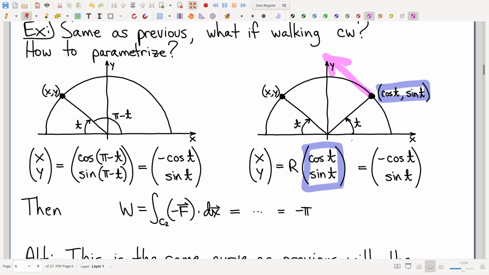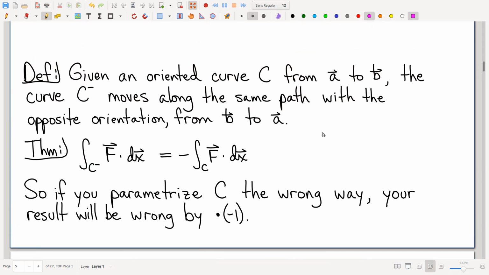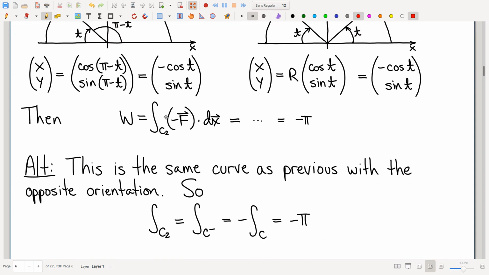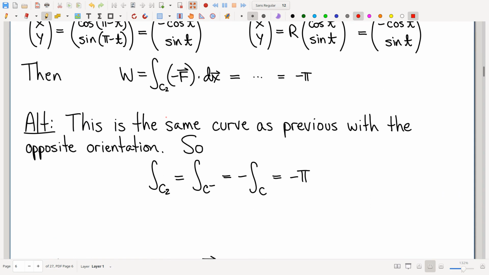Okay, here's the third way to do it. And just kind of showing off how great this theorem is here. We already know how to do it counterclockwise, and it says right here that if you go the opposite direction, you're just going to get the negative of the otherwise answer. So here's how easy this could be. Going in this opposite orientation, C2, we first just recognize that we're now going on the same curve with the opposite orientation.